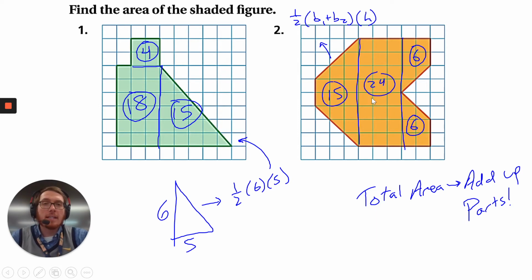The next one has a rectangle in the middle that's 8 by 3, so that's 24. These ones over here that are both the same, I just counted these up. So for example, this one here is 1, 2, 3, 4, 5, and then you have a half and a half, so that's 6 and 6.